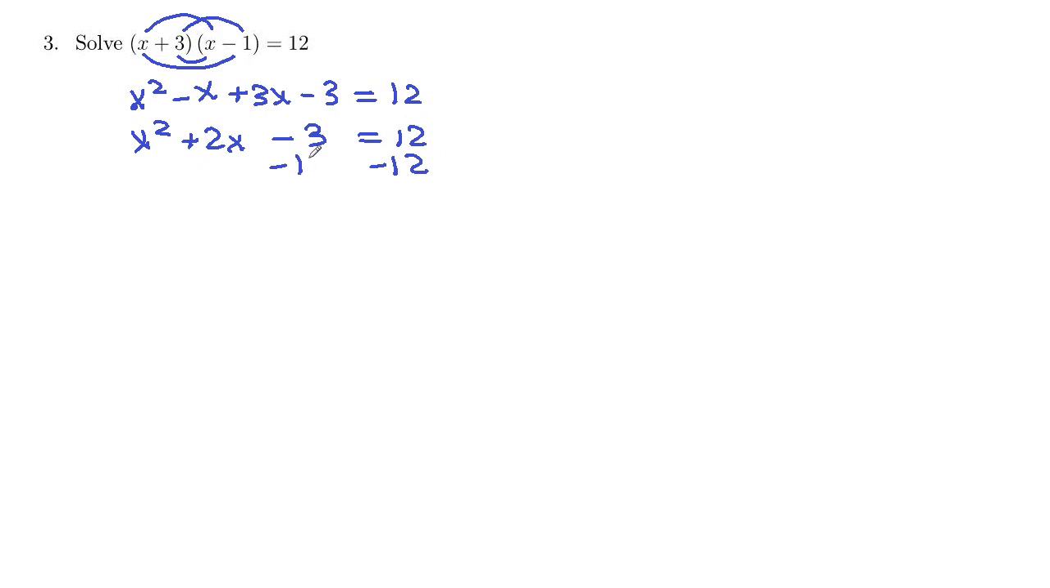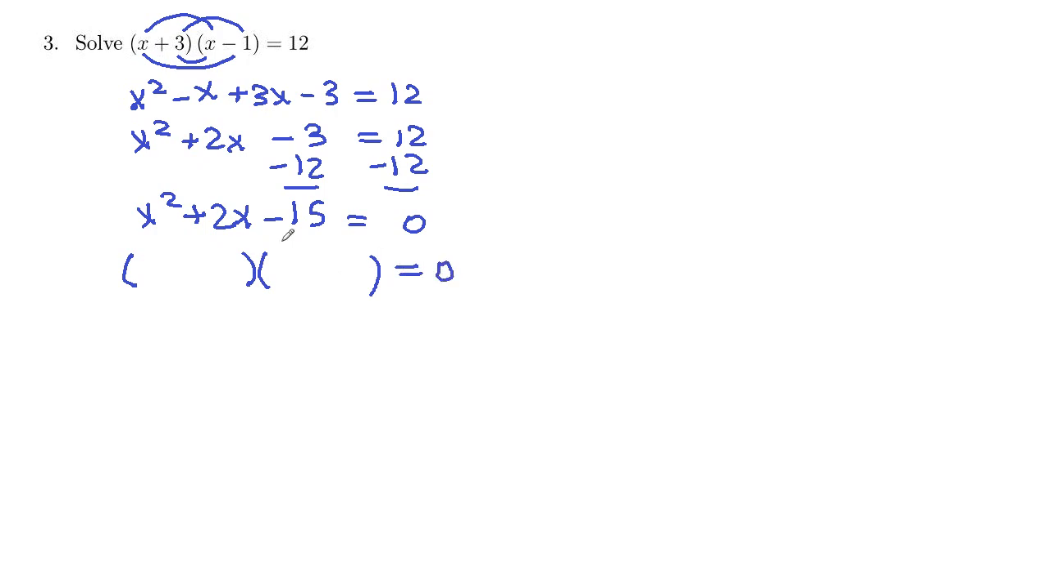Get everything over on the left-hand side and 0 on the right. So we're left with a 0 on the right-hand side. On the left-hand side, x squared plus 2x, negative 3, negative 12, negative 15. And so now I got 0 on the right-hand side. So quadratic equation, that's always the first step. And now let's try to factor by hand before trying to use the quadratic formula.